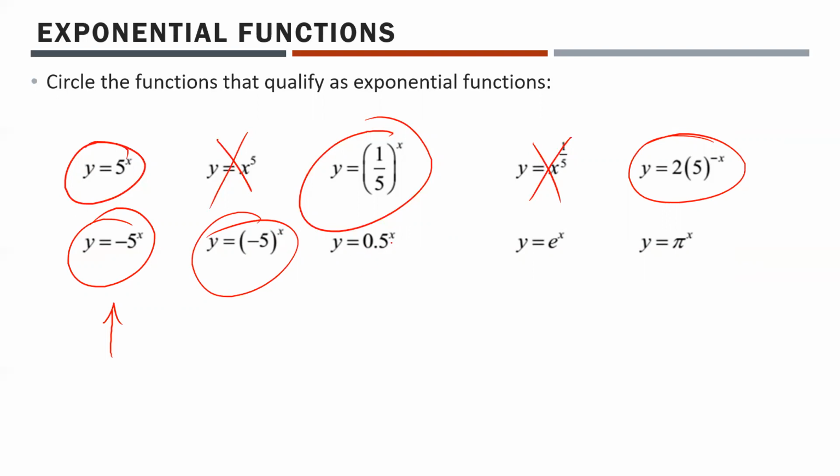Now for this one, 0.5 to the power of x, again, x is an exponent. We're good there. This next one, y is equal to e to the power of x. E is actually a pretty special number. We'll talk about that more in chapter 8. It'll become much more useful.